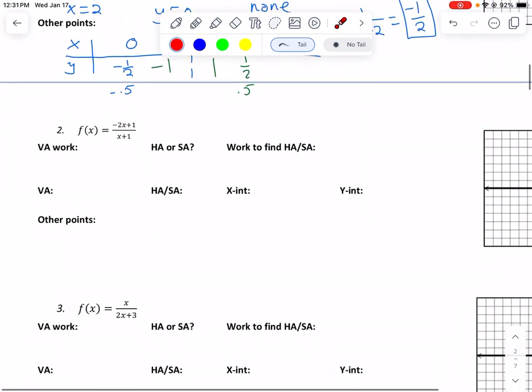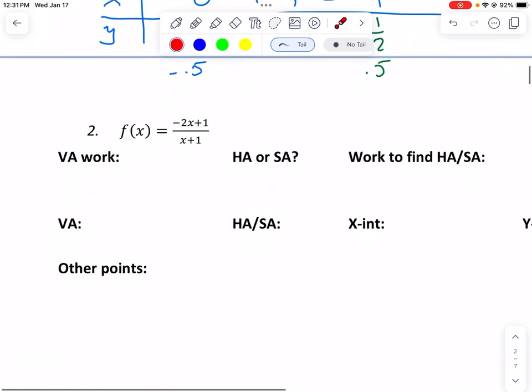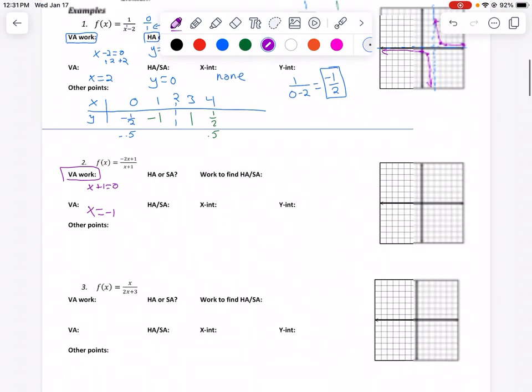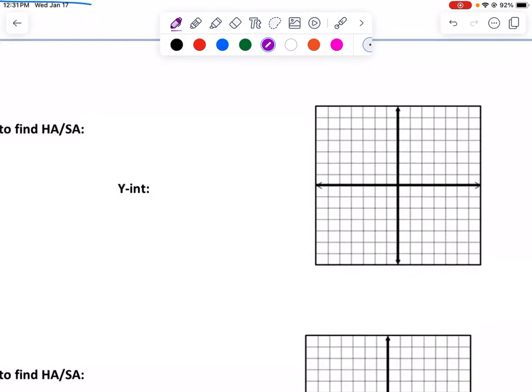Okay, so I'm going to go through another example. Number 2 here. For my vertical asymptote, I'm taking x plus 1 and setting it equal to 0. That comes from the bottom. So that means that x equals negative 1. So that tells us that at x equals negative 1, there's this dashed line that our graph is not going to cross.